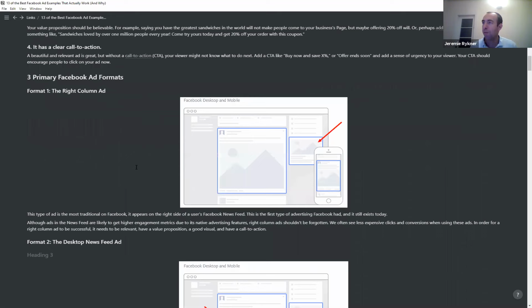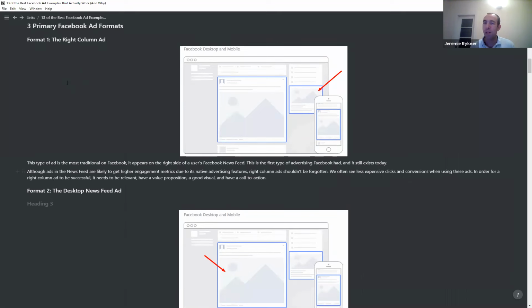Okay, so the first format you can see here is the right column ad. And here you have an example of where it is. You can see here on the desktop, it's what you see on the right side of your screen, usually when you are viewing Facebook from a computer. This was the most popular and the number 1 spot. The first spot where Facebook advertisers advertised, when they started, was on this right column. So this was the place to advertise. Until today, it's available. But it is much less popular than it was, and it is also not recommended.